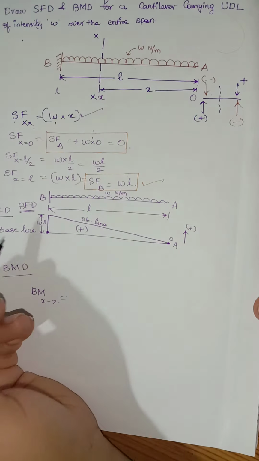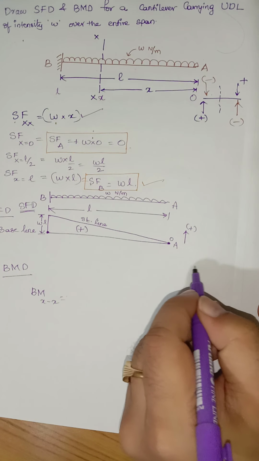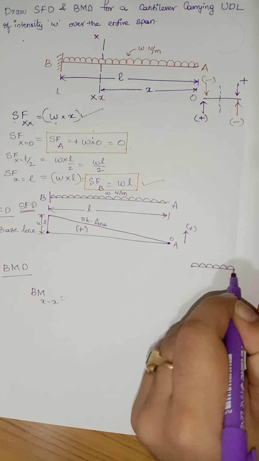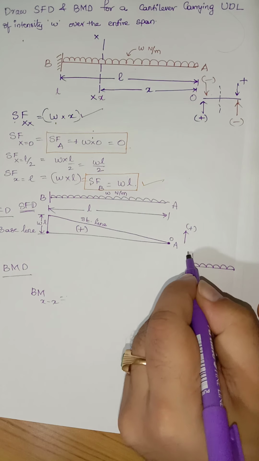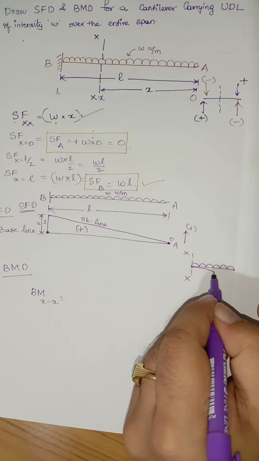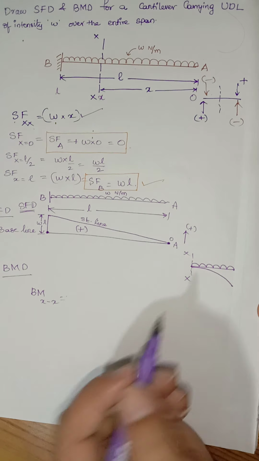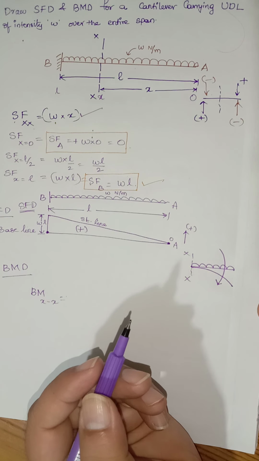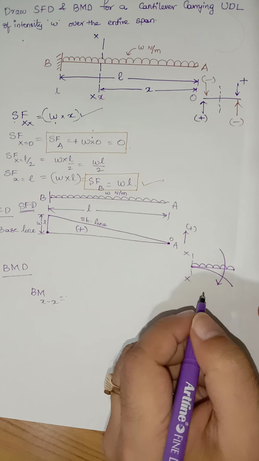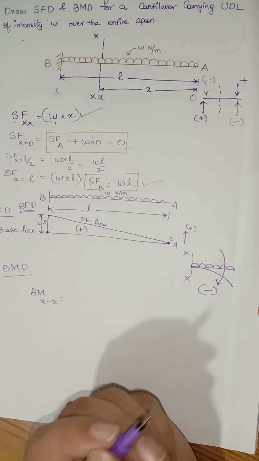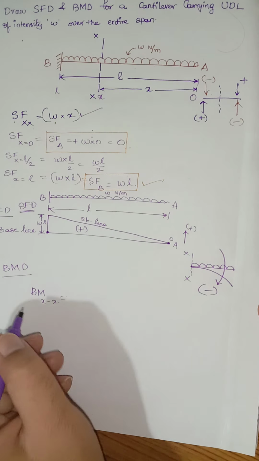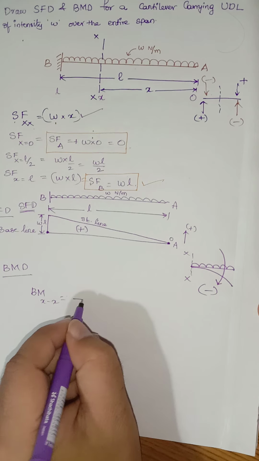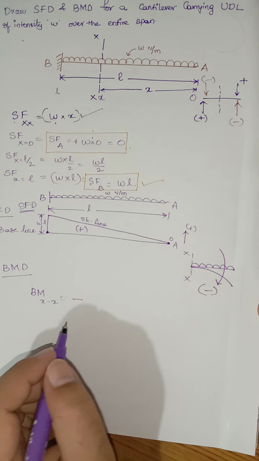But as you can see here, this UDL with respect to this sectional line X and X is trying to bend the beam in the downward direction. This entire moment is bending it in the downward direction. So whatever moment we get here should be a negative bending moment. So the bending moment at any section XX will be equal to minus load multiplied by perpendicular distance.